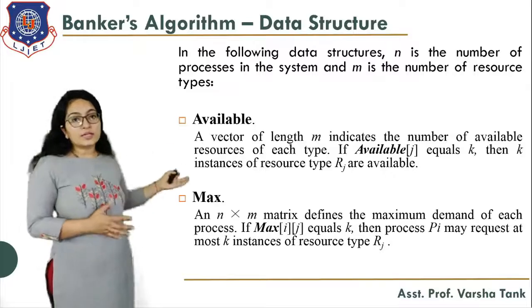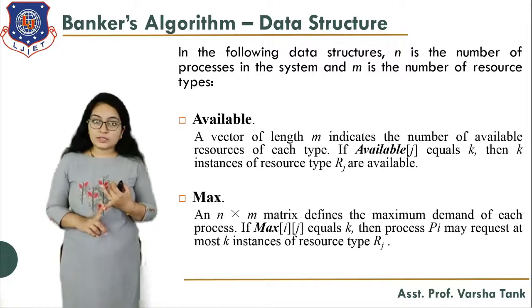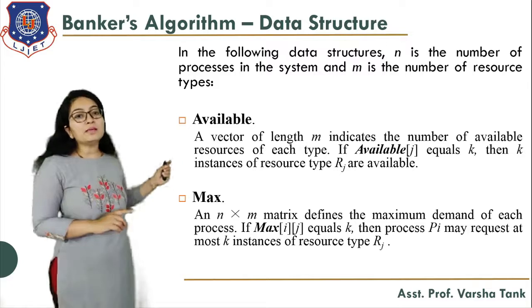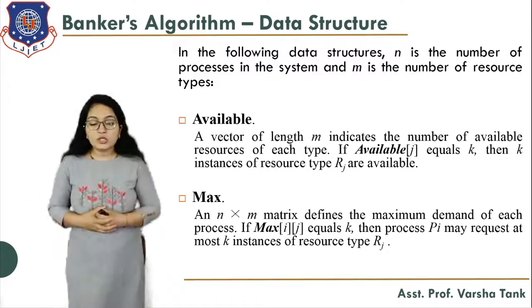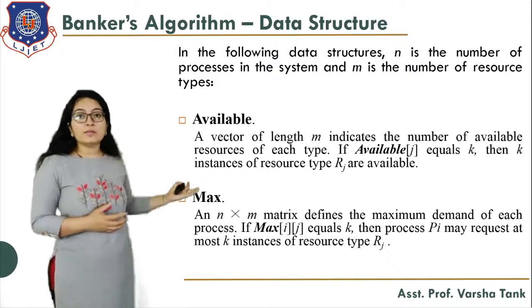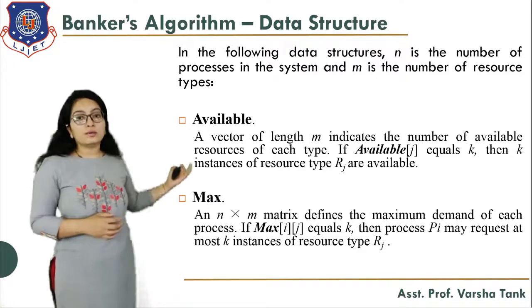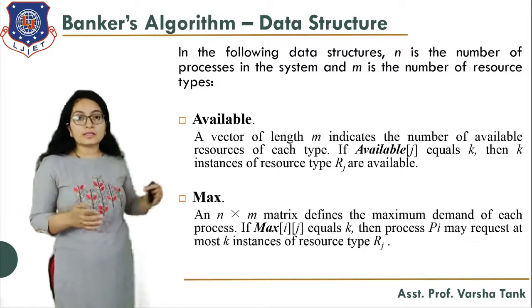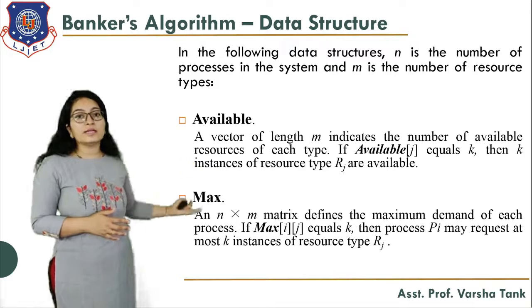Now, in the following data structure, n is the number of processes in the system and m is the number of resource types. So let's start the data structure of this banker's algorithm. We just defined three things in the last slide. Let's define them in detail.